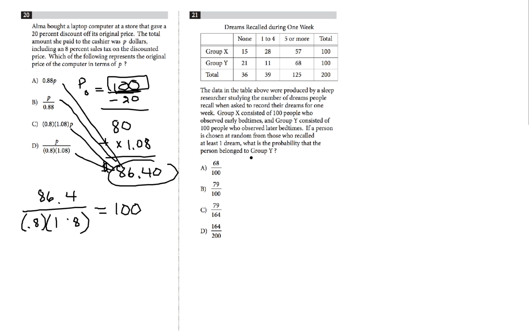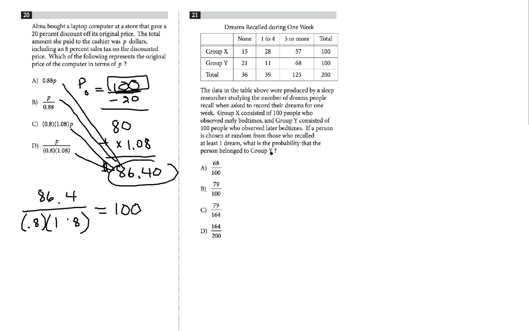All right, last one for this video. The data in the table above were produced by a sleep researcher studying the number of dreams people recall when asked to record their dreams for 1 week. Group X consisted of 100 people who observed early bedtimes. Group Y consisted of 100 people who observed later bedtimes. If a person is chosen at random from those who recalled at least one dream, what is the probability that the person belonged to Group Y?